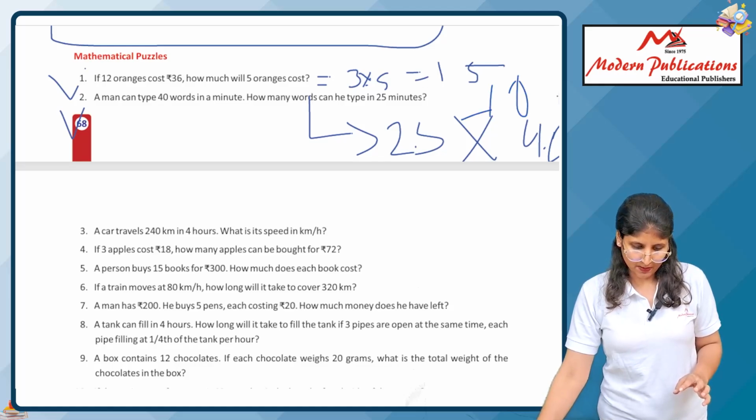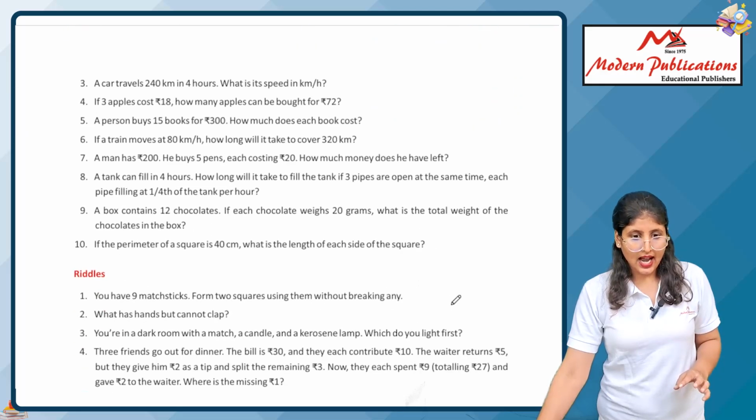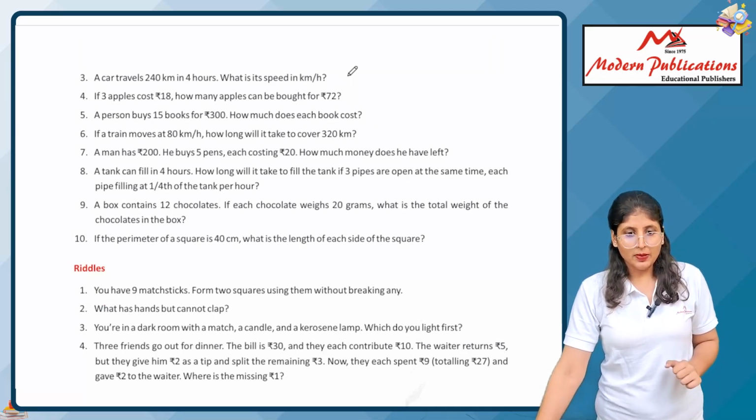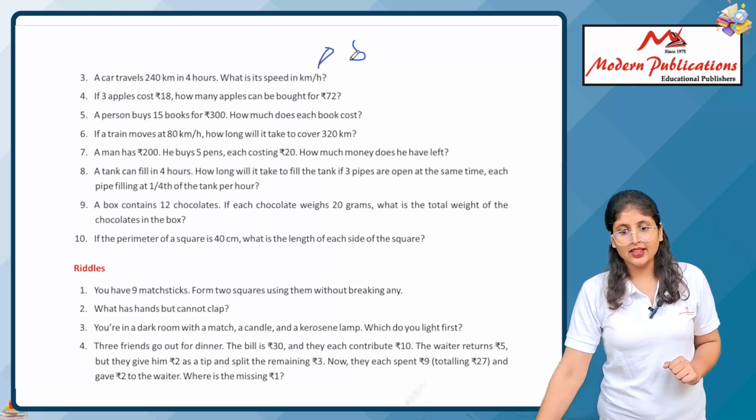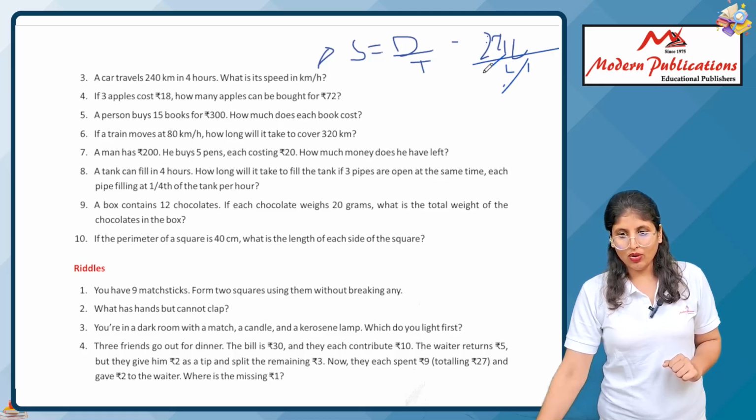Almost 1000. Okay. Next, a car travels 240 kilometers in 4 hours. Here we have to find the speed. The speed formula is speed equals distance upon time. So the distance is 240 and the time is 4 hours. Okay, so if you cut it, it's 60.